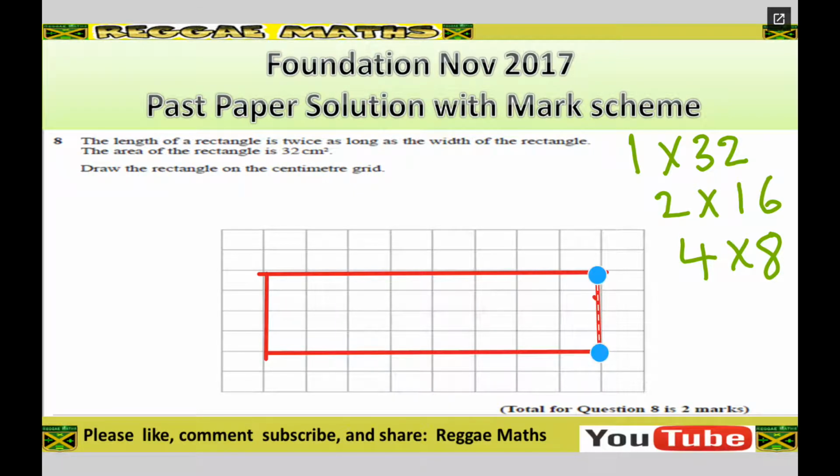As you can see here, it's 4 and it's 8 centimeters.